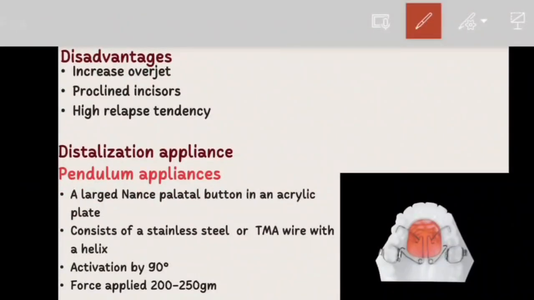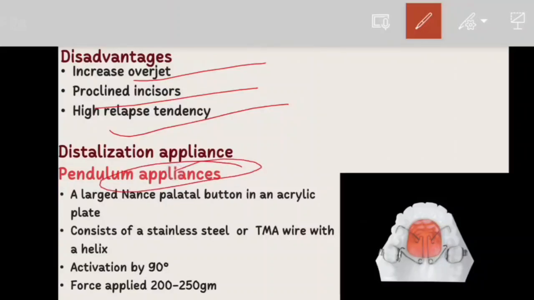Now what are the disadvantages? So it is increasing the overjet, proclination of incisors and high relapse tendency. So now we will see the appliances we will be using for distalization of the molar. So first one is pendulum appliance. So here you will see this one is Nance palate, Nance button. Okay, and this is the TMA wire.